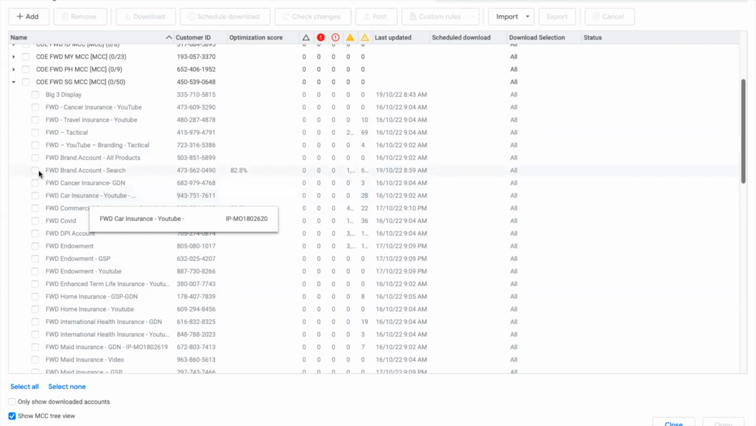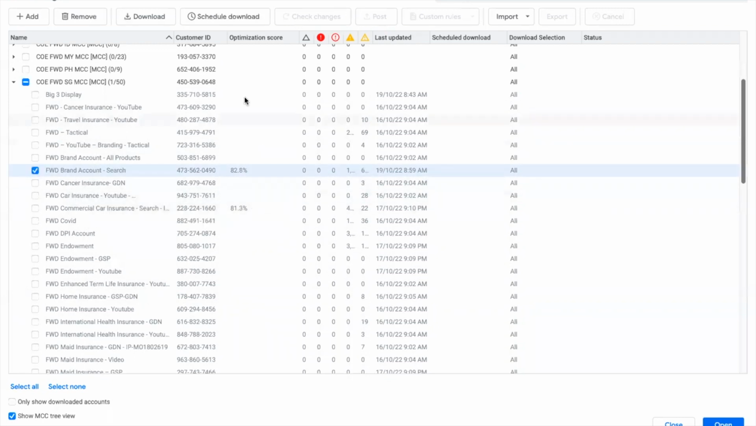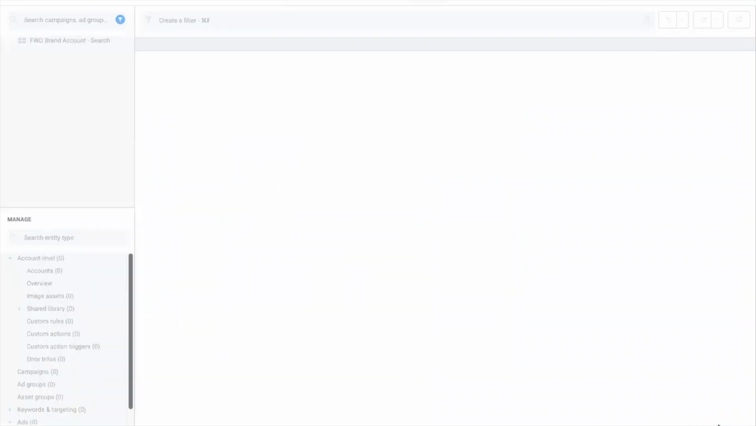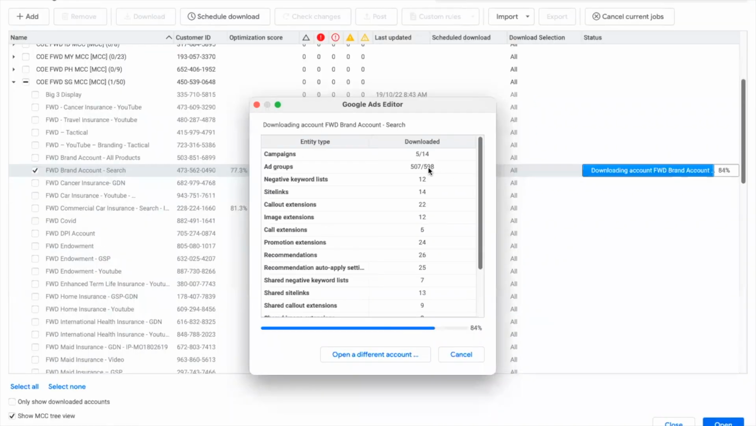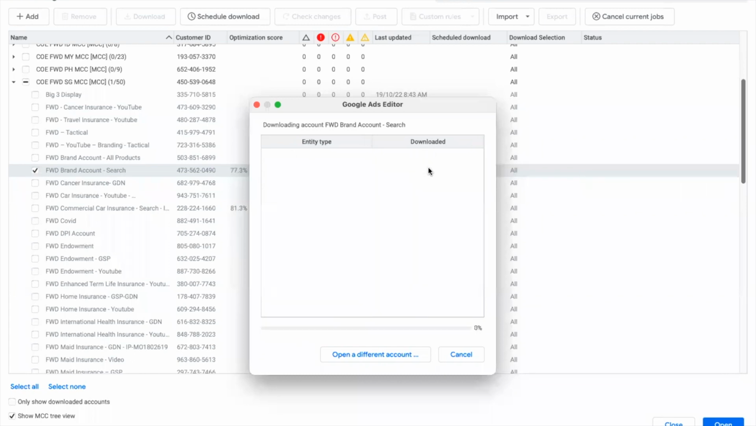Yes. Let's open the brand search account. I will open the account. So you can see there are 14 campaigns in this account and around 600 ad groups. Okay, it's downloading again.